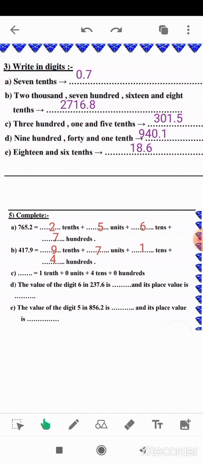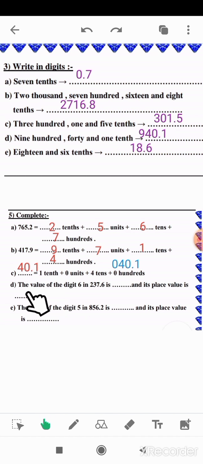And in this example, he gives us the expanded form and wants us to make it standard form. Okay, so we have 0, 4, 0.1. We all know that a 0 on the left side doesn't have any value, so the result will be 40.1.